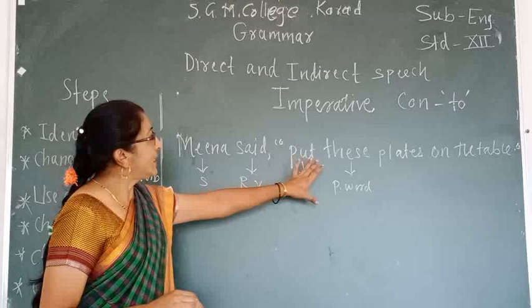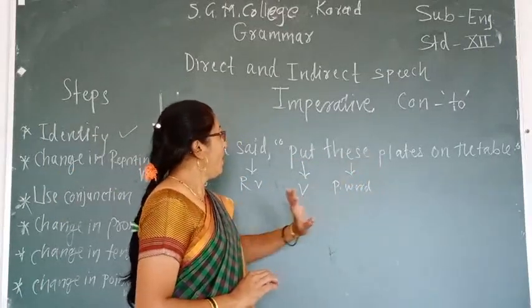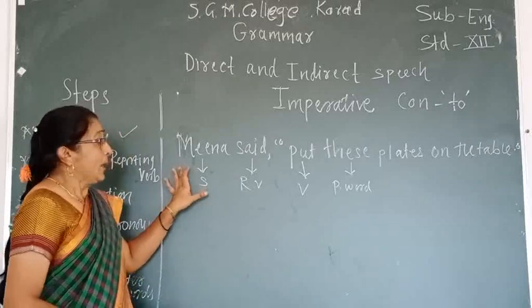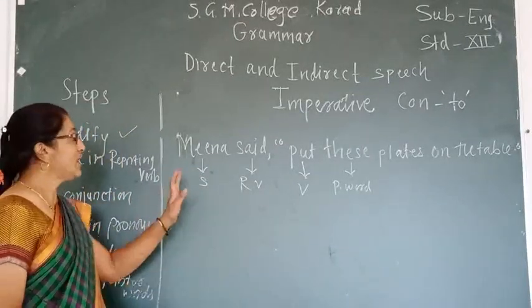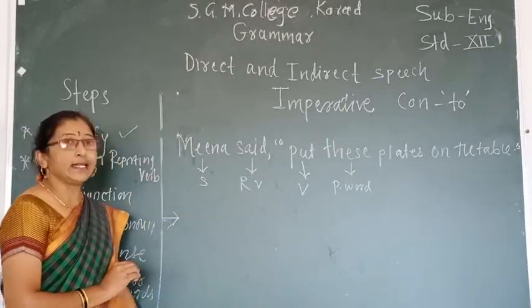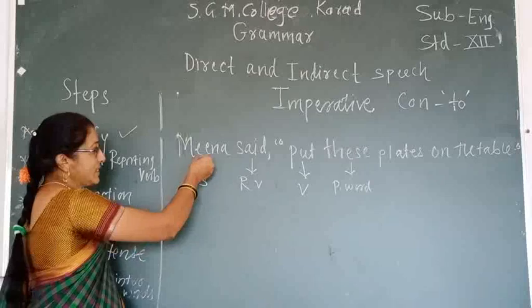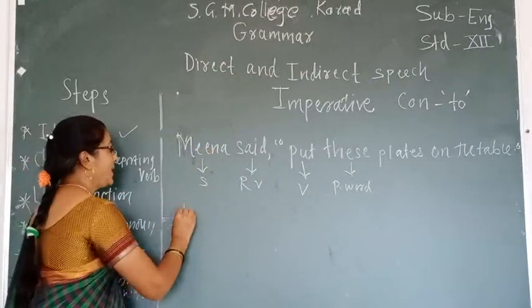In the sentence there is no pronoun here. First person or second person pronoun is not present here. Meena said, "Put these plates on the table." Our first step is how we will write this sentence in indirect speech. First, the subject we write as it is: Meena.